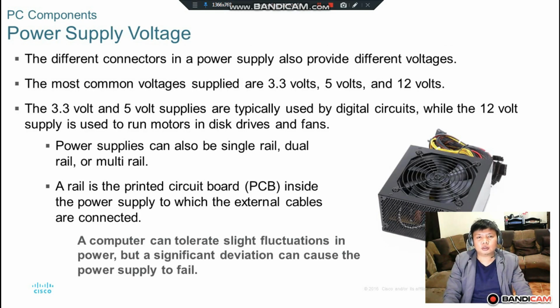Power supply voltage. The different connectors on a power supply also provide different voltages. The most common voltage supplies are 3.3 volts, 5 volts, and 12 volts. The 3.3 volt and 5 volt supplies are typically used by digital circuits, while the 12 volt supply is used to run motors in the disk drives and fans. A power supply can also be single rail, dual rail, or multi-rail. A computer can tolerate slight fluctuation in power, but a significant deviation can cause the power supply to fail.